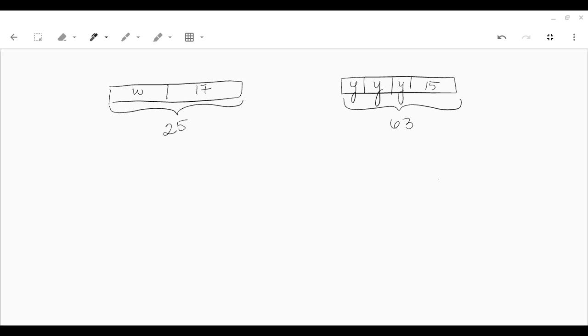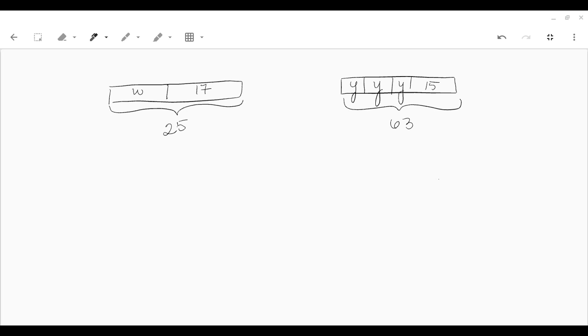On Delta Math, you're probably going to run into two different types of tape diagrams. The first tape diagram is going to be the one on the left, where we have W and 17 in our tape diagram, and on the outside, we have 25. So your first question, if you're working on tape diagram number 1 on Delta Math, is going to be, well, how do I solve for W?